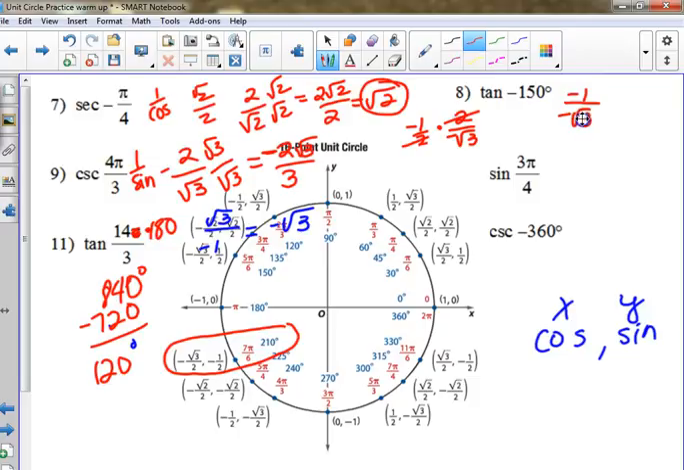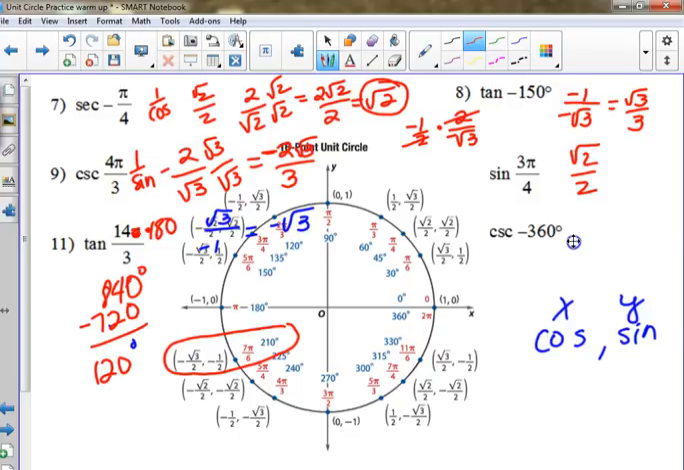It was dead silent when I asked what you got, guys, so positive square root of 3 over 3, right? Because they were both negative. Everybody okay? Okay, sine of 3 pi over 4. Everybody okay?